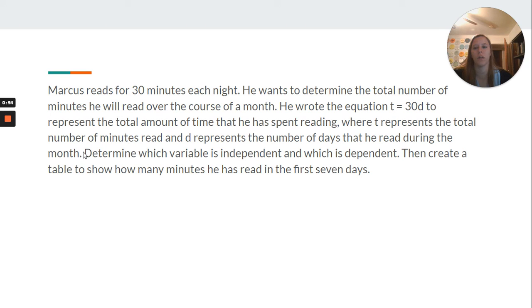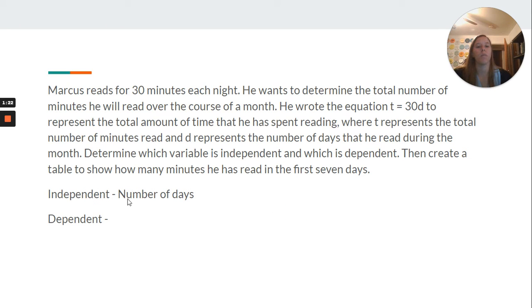Try another one here, a different one. Marcus reads for 30 minutes each night. He wants to determine the total number of minutes he will read over the course of a month. He wrote the equation T equals 30D to represent the total amount of time that he has spent reading, where T represents the total number of minutes read and D represents the number of days that he read during the month. Determine which variable is independent and which is dependent. Then create a table to show how many minutes he has read in the first 7 days.